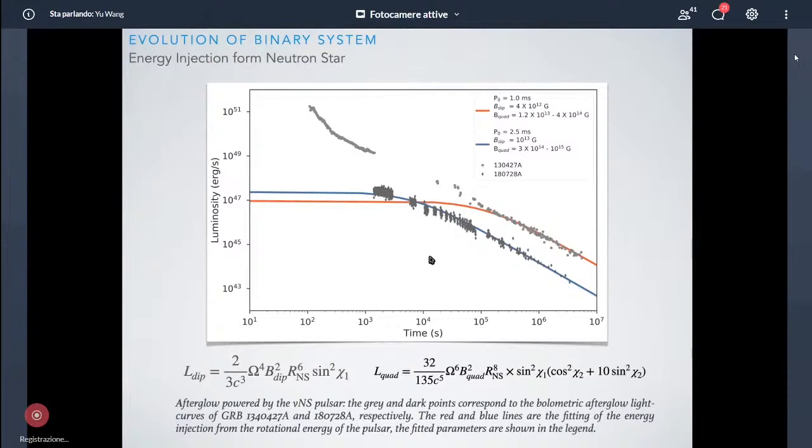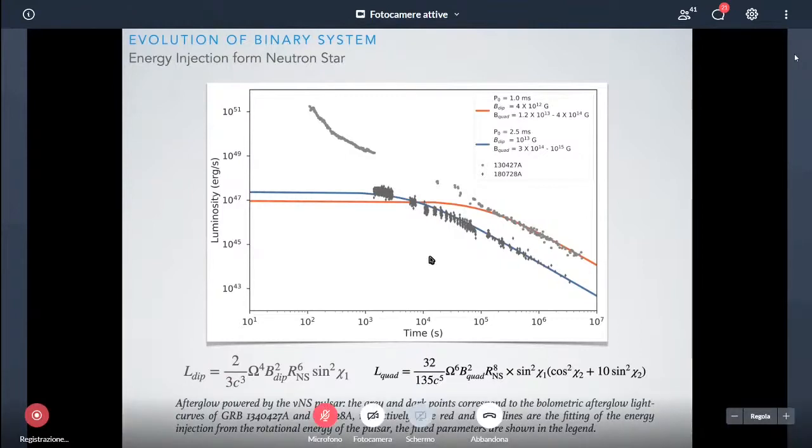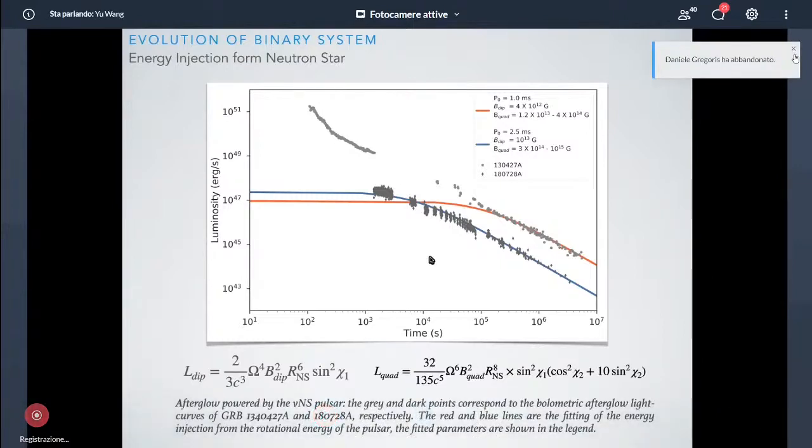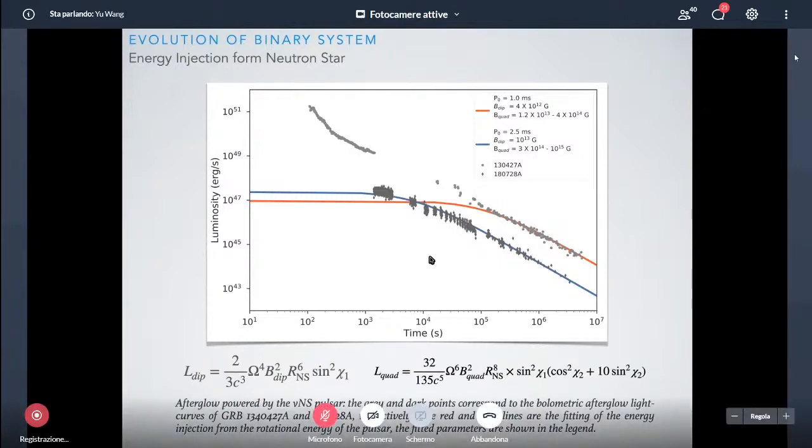For having such a good fit, it requires the presence of a quadrupole magnetic field in addition to the traditional dipole one. The magnetar scenario, that popular model with only a strong dipole field of more than 10^14 Gauss, is not capable of fitting such a decay index. But here, with the quadrupole, it can. So we have the dipole luminosity and the quadrupole luminosity equations shown here.